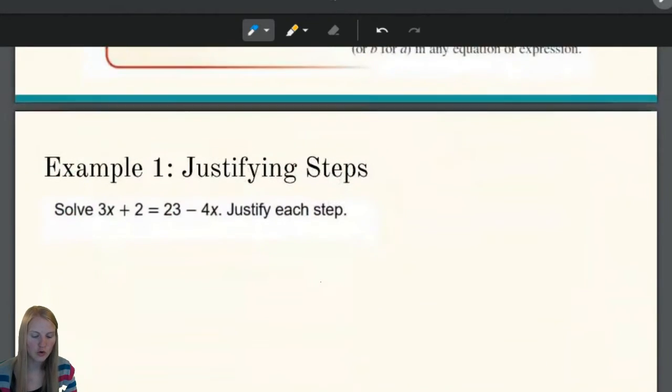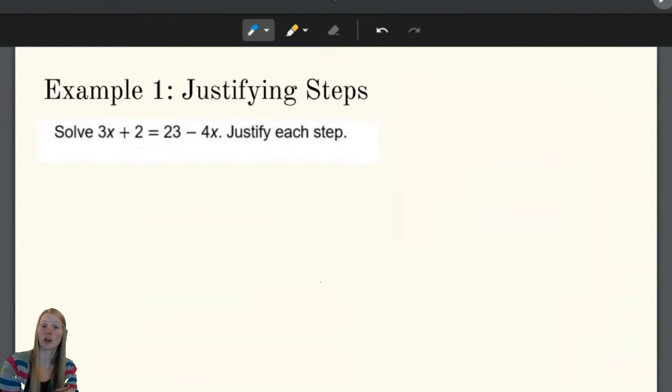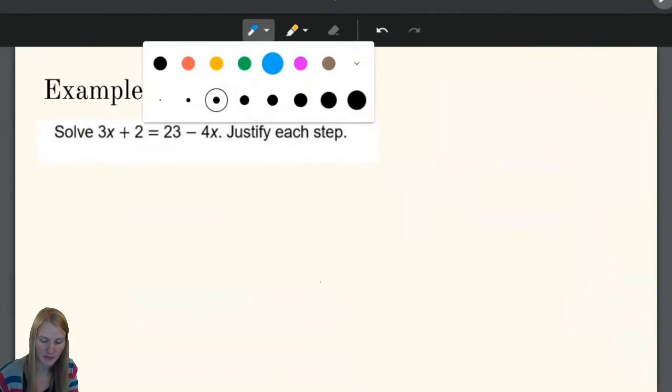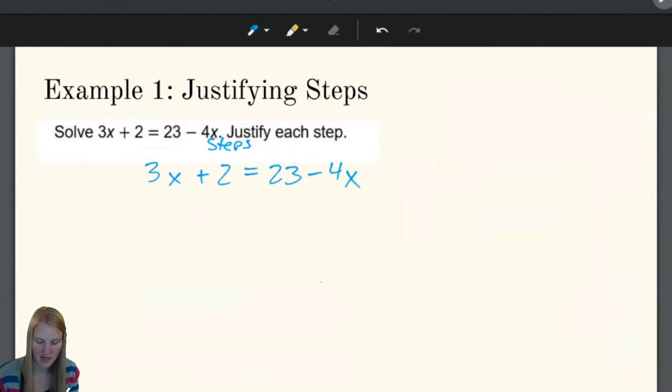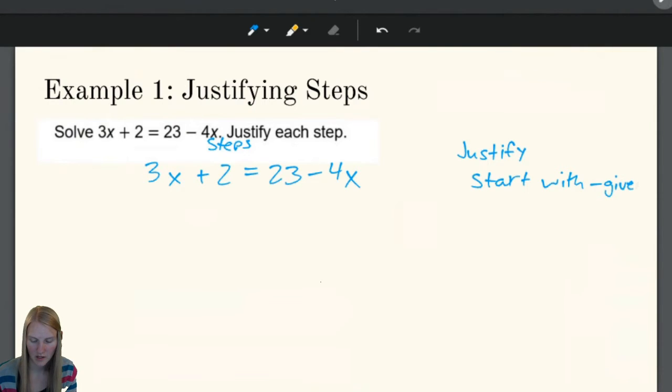So now let's use all of these algebraic properties to justify steps, shall we? Let's just jump right into it. So, I have 3x plus 2 equals 23 minus 4x. So I'm gonna do the steps over here, and I'm going to justify them over here. So this is what we start with. We were given this. When I say we were given, I mean the problem gave it to us. Literally, somebody gave us this problem.